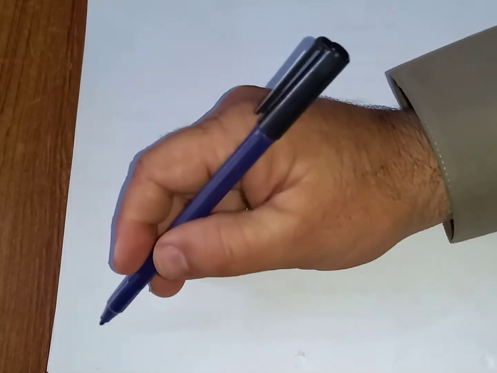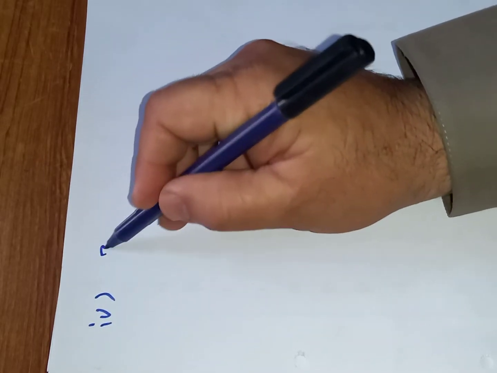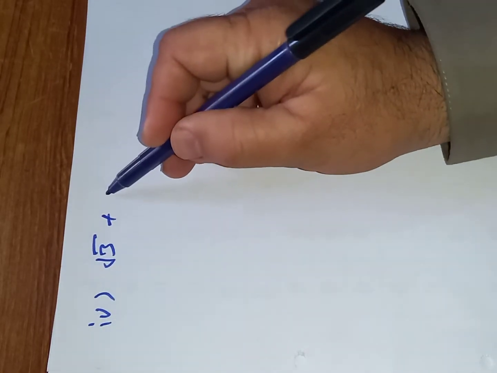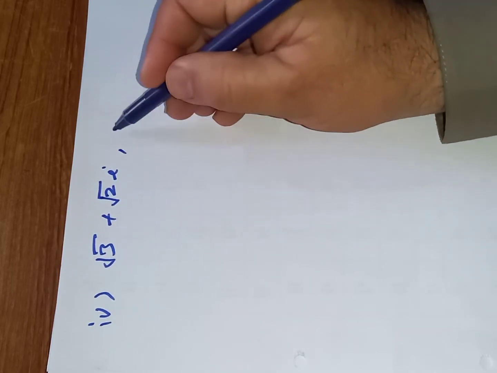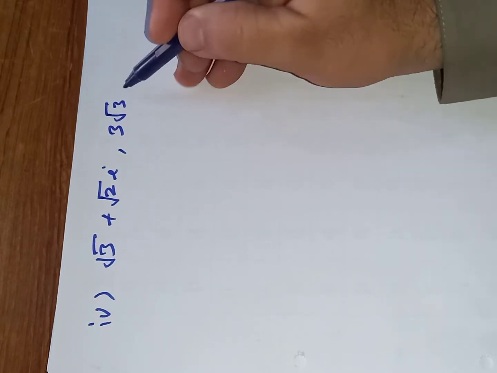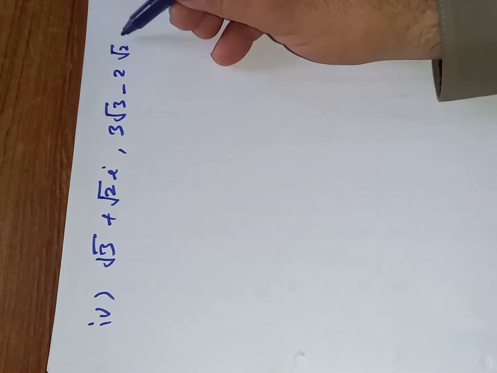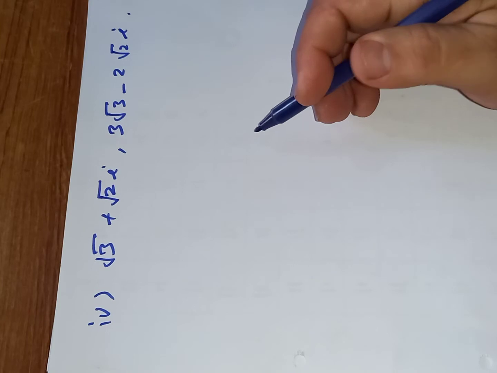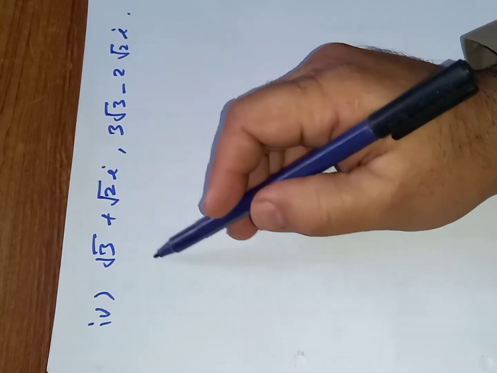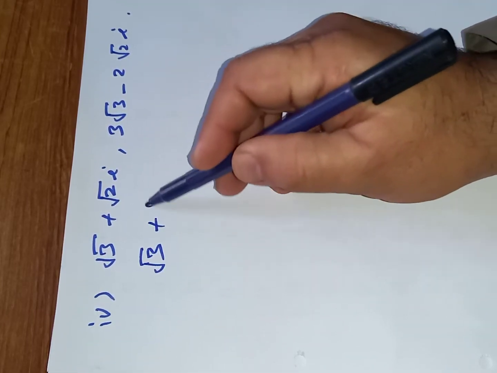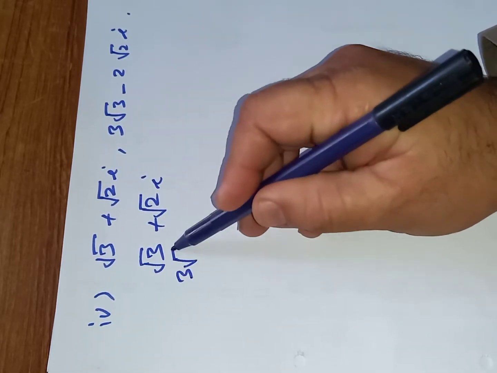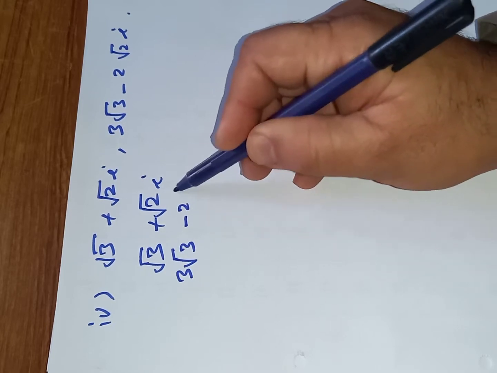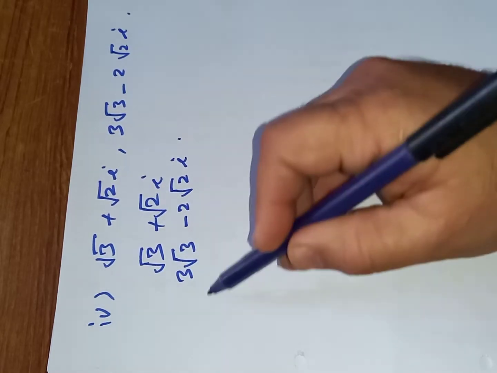So we have the fourth part, and that is about 3 iota plus 2 iota, 2 square root iota, and we have 3 into 3 square root and minus 2 into 2 square root iota. So here again rearranging and writing these two in vertical order, 3 with 3 square root and minus 2 with 2 square root iota.